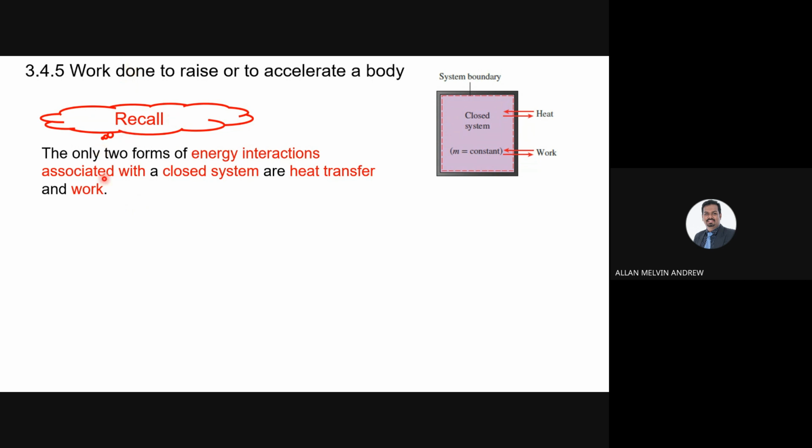Okay, if you recall, there are only two forms of energy interaction associated with a closed system. Closed system means no mass in and out. If it is an open system, you have additional mass. In a closed system you only have heat transfer and work. In an open system, we have heat transfer, work, and also mass. You can see this is a closed system, you have a system boundary. Mass is constant because mass is not entering or leaving. So the only energy interactions are heat moving in and out, and work done in and out.